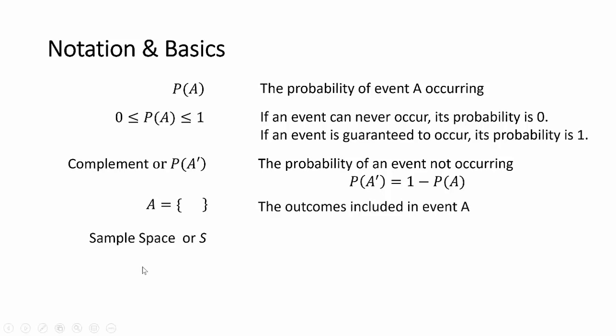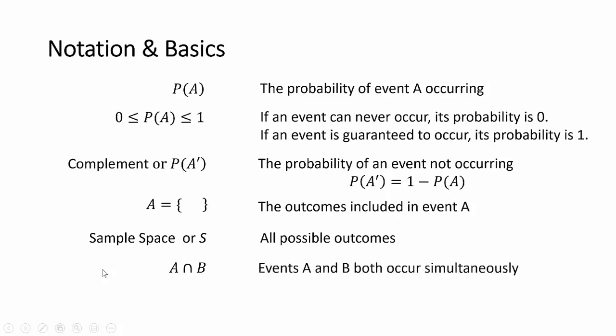The sample space, we can call that S. That's going to include all the possible outcomes. Two more symbols we have to learn. You may or may not have seen these before. This says A and B, or the intersection of A and B, and it's when both A and B occur simultaneously. A union B, or A or B, that is when A or B occurs.